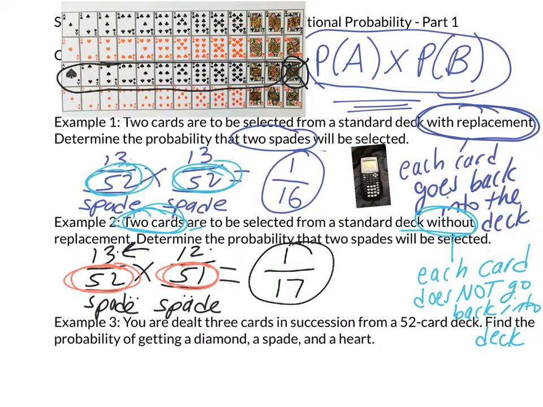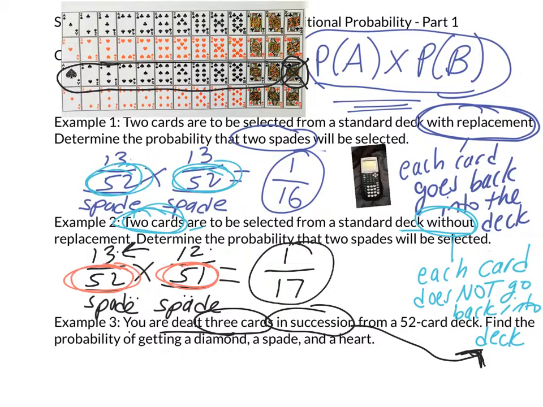Let's try another one of these, actually several more of these, because it's definitely a trickier formula. You've got to take your time. So example 3 says that you are dealt 3 cards. So I'm going to multiply because I'm picking up 3 of something. And because I'm selecting 3 cards, I will multiply 3 fractions together this time. In succession means without replacement, so I'm going to draw an arrow to show each card does not go back into the deck.